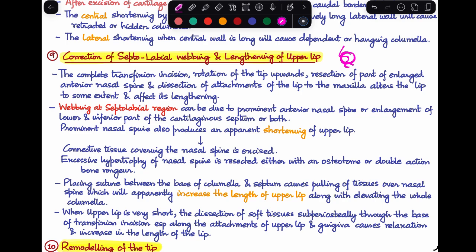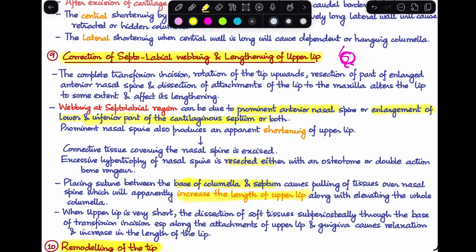So if we see webbing at the septolabial region, it can be either due to a prominent anterior nasal spine, or it can also be because of enlargement of the lower and inferior part of the cartilaginous septum or both. If this is happening, the connective tissue covering the nasal spine is excised and excessive hypertrophy of the nasal spine is resected either with the help of an osteotome or a bone ring. And then we place a suture between the base of the columella as well as the septum, causing pulling of tissue over the nasal spine. This will apparently increase the length of the upper lip.